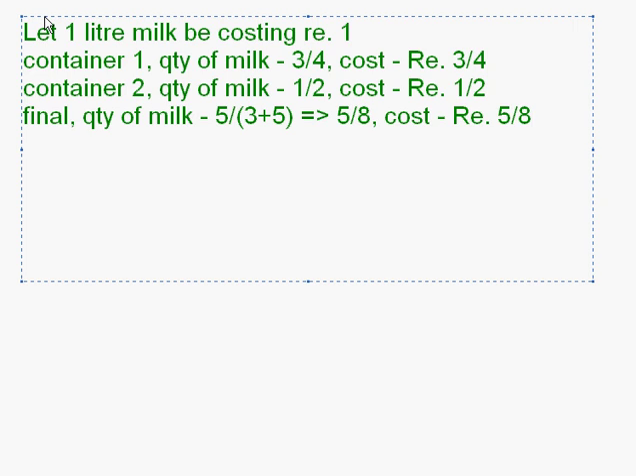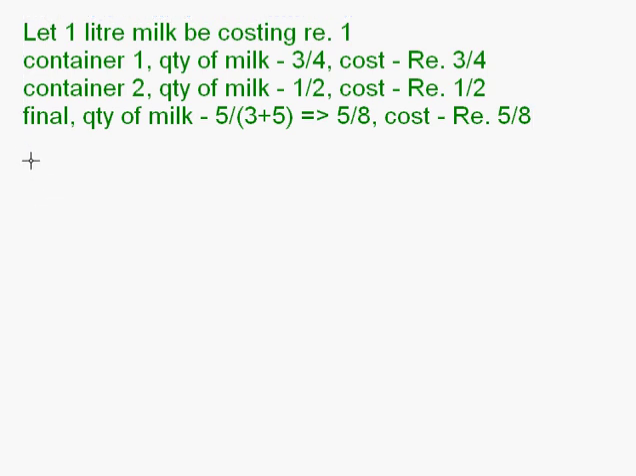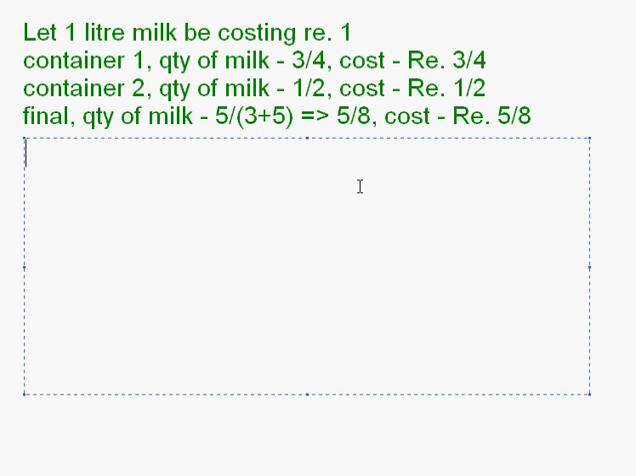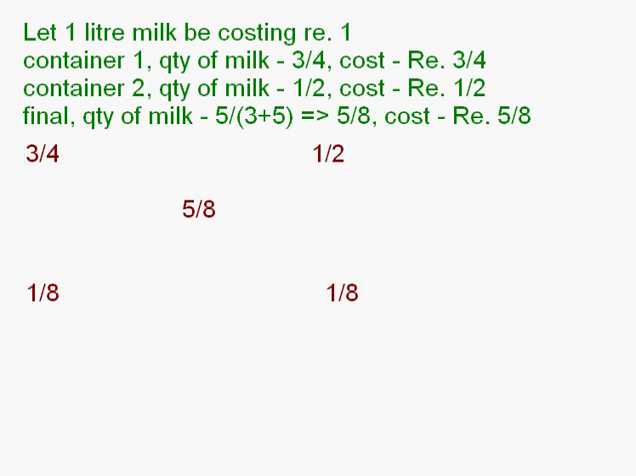Now can we frame the normal structure for the allegation? Yes, we can. So now we'll consider these two costs over here. So 3 by 4 will be at top at first position, 3 by 4, then we'll have 1 upon 2, then we'll have the mixture, that is 5 upon 8, that is required. Now if you do normal subtraction, you will find 1 upon 8 here, and similarly 1 upon 8 here. Okay, now you got the same mixture, now you got the same ratio.